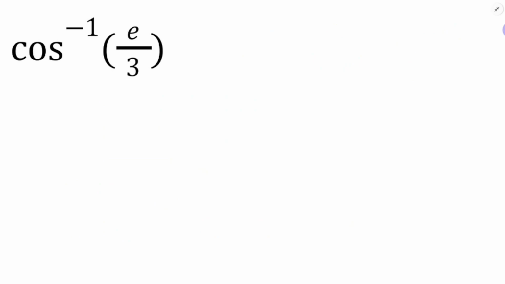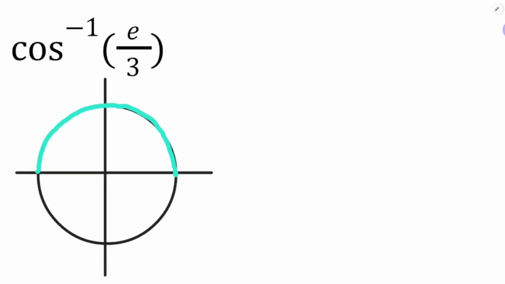Okay, now, inverse cosine of e divided by 3, that's weird. We're just going to do some inverse cosine, so we're going to draw our circle and restrict the circle to the upper half because we're doing inverse cosine.